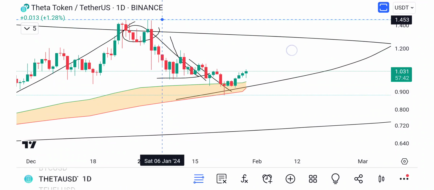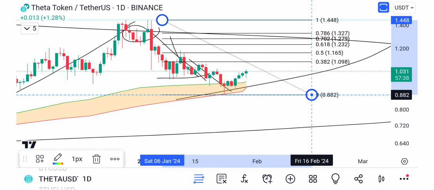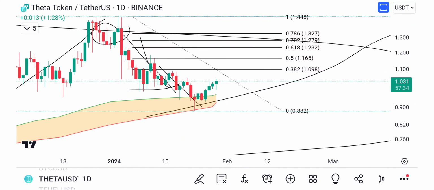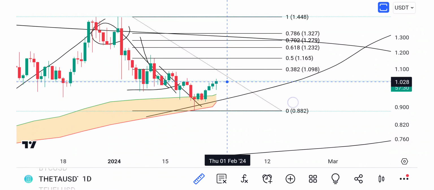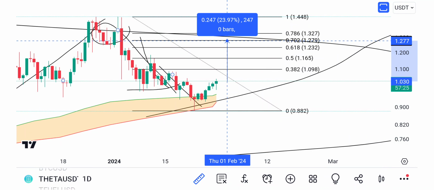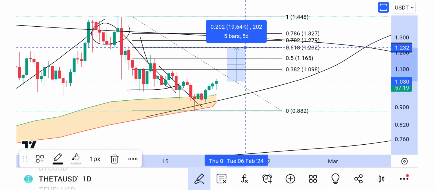Let's pull up the retracement levels right here. We'll pull that down here. Right now, we're not even at the 382. We're still in no man's land, right? So we still have to get up to at least another 25% to clear the 702. But the 618 would be around 20%.